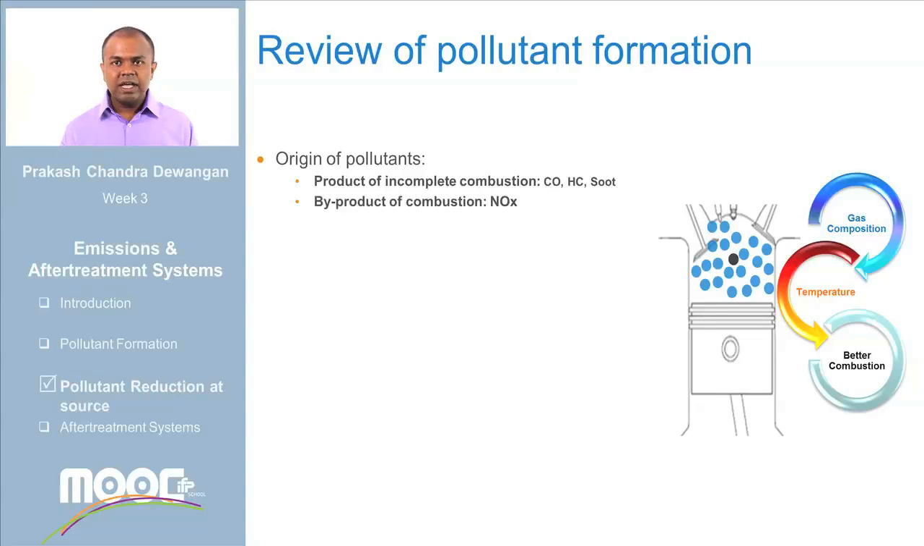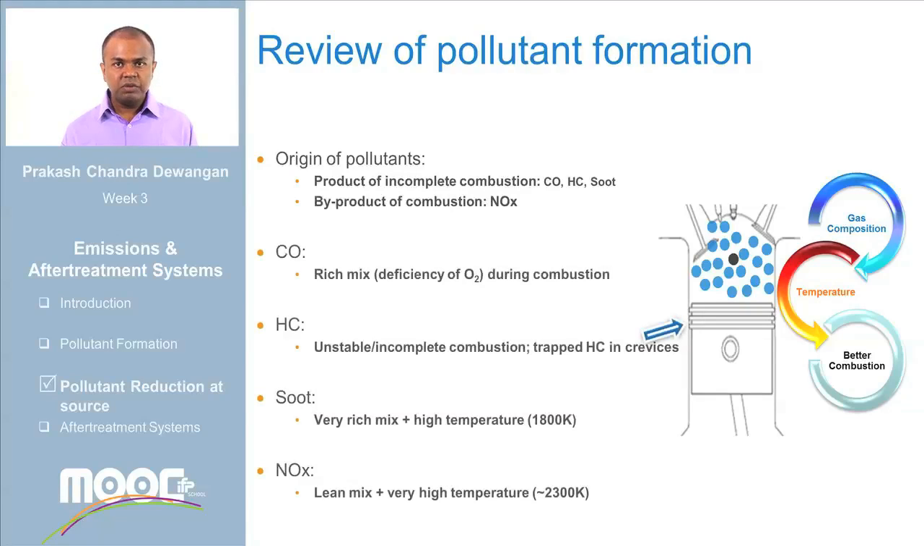We have also seen that CO is produced in rich combustion, HC is produced due to incomplete combustion. Sometimes, especially in gasoline engines, fuel is trapped in engine corners where flame does not reach during combustion, giving high HC emissions. Soot is produced with very rich mix at high temperature, and NOx is a product of lean mix at very high temperature. To reduce pollutants at source, we must manage both gas composition and temperature during combustion.